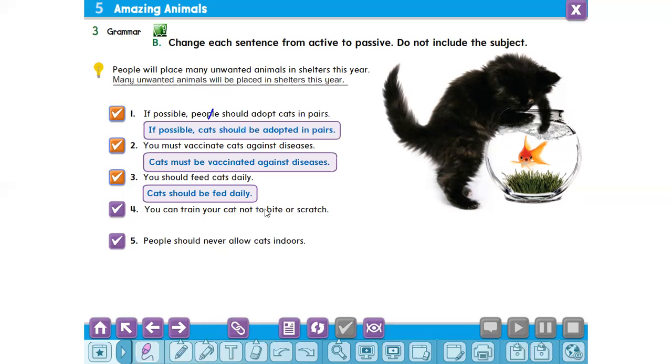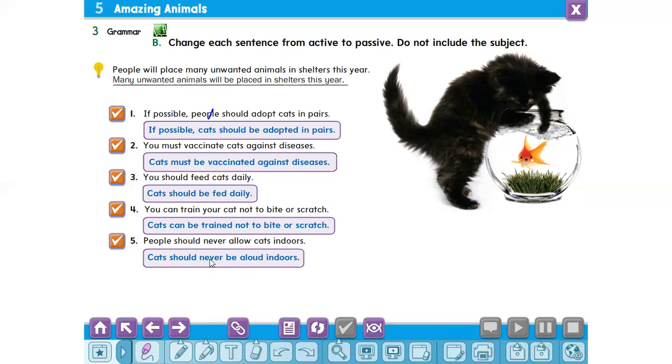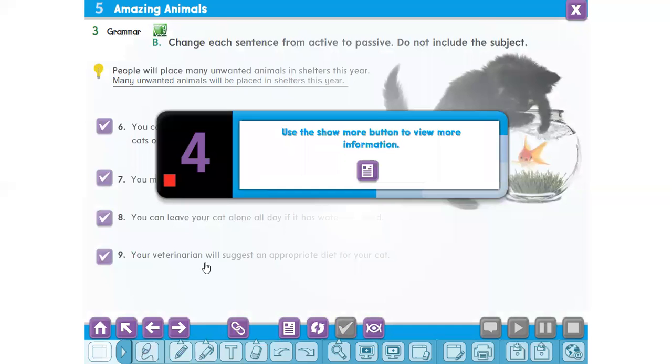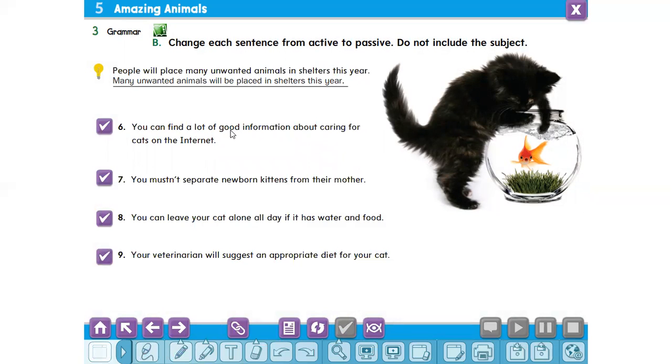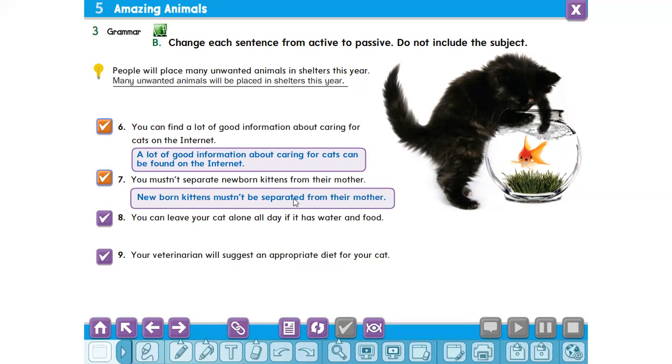You can train your cat not to bite or scratch. Cats can be trained not to bite or scratch. People should never allow cats indoors. Cats should never be allowed indoors. You can find a lot of good information about caring for cats on the internet. A lot of good information about caring for cats can be found on the internet. You mustn't separate newborn kittens from their mother. Newborn kittens mustn't be separated from their mother.